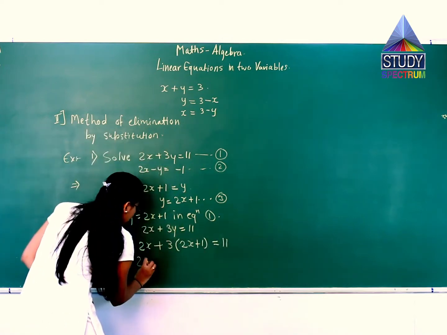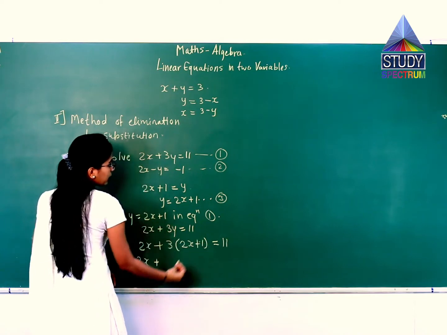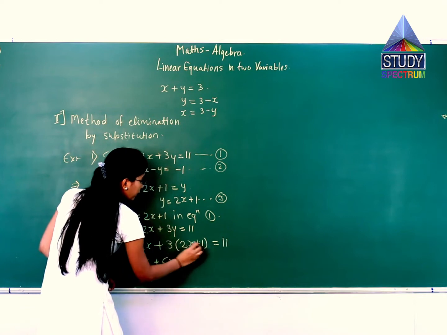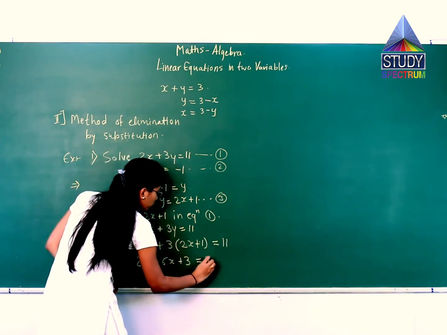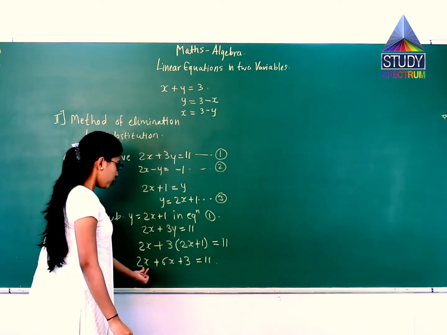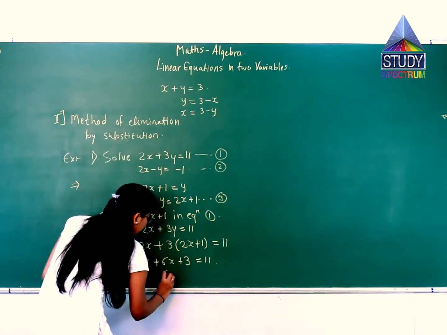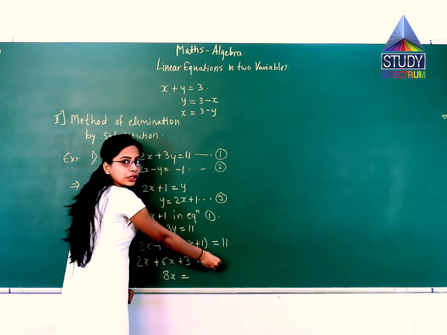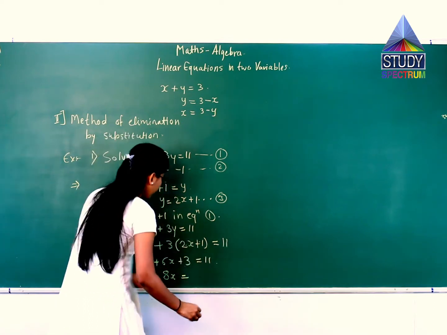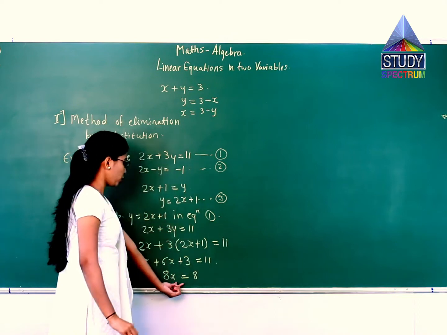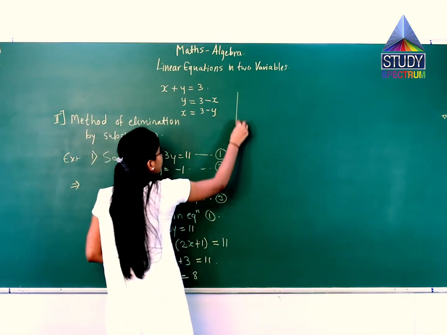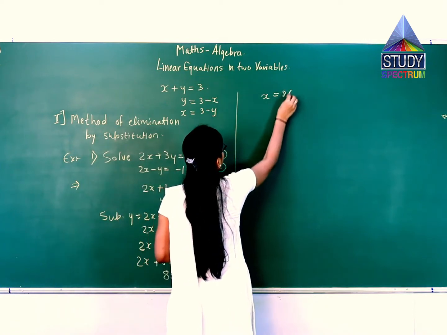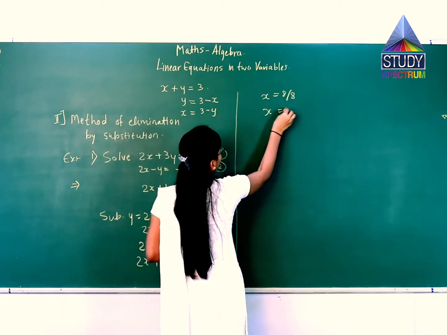So 2x plus, multiply the bracket with 3. So 3 2s are 6x plus 3 1s are 3 is equal to 11. So 2x plus 6x, 8x, and this plus 3 will be get subtracted from 11. So you will have 8. So now you can see we will directly get the value of x here. So x will be 8 upon 8. So x is equal to 1.